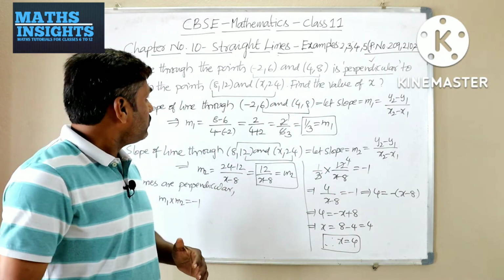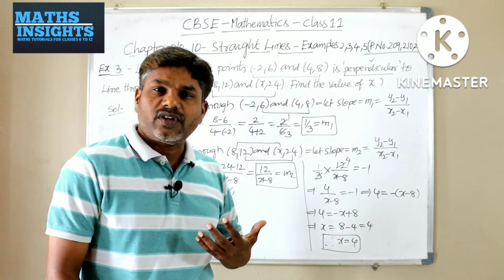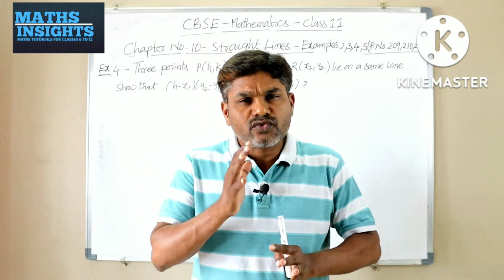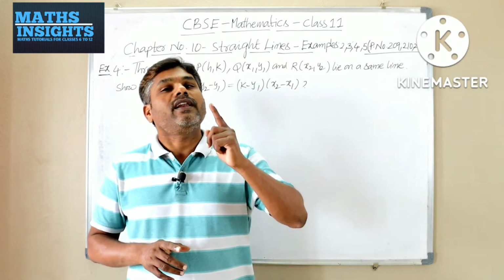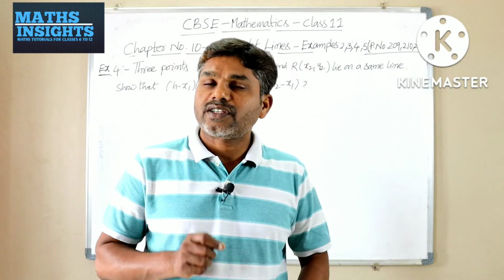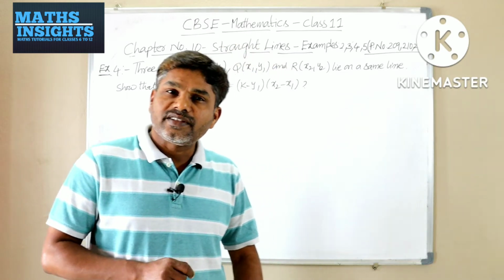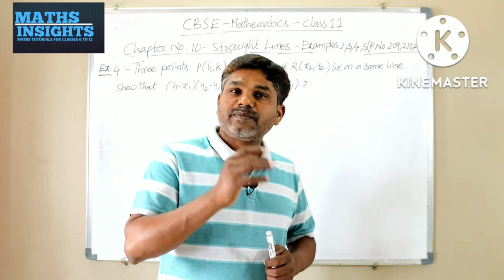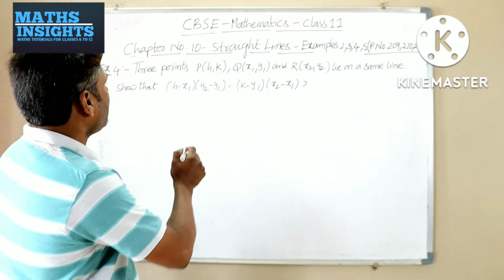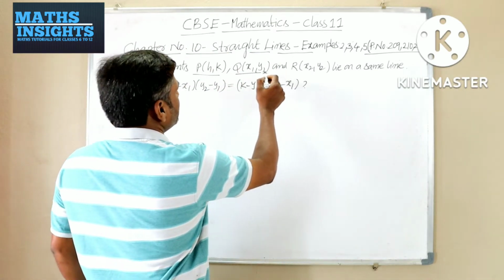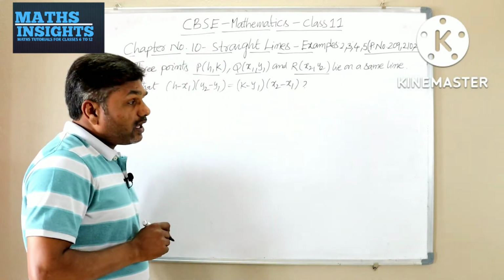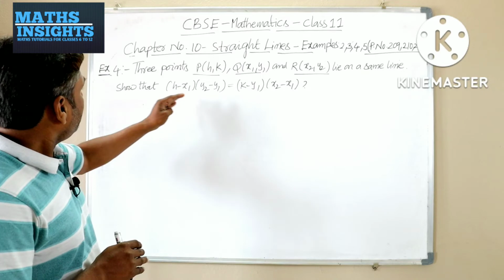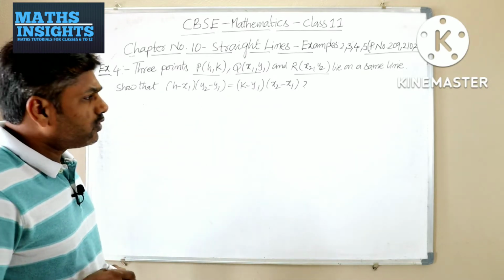Now you will go to the next example 4. This is also based on the same concept, my dear students. When you say 3 points on a line, they are nothing but collinear points, which means you can find any required values by using the concept of slope. See, in this case they have given 3 points P, Q and R. I am saying that they are on the same line. Then they are asking something to prove.